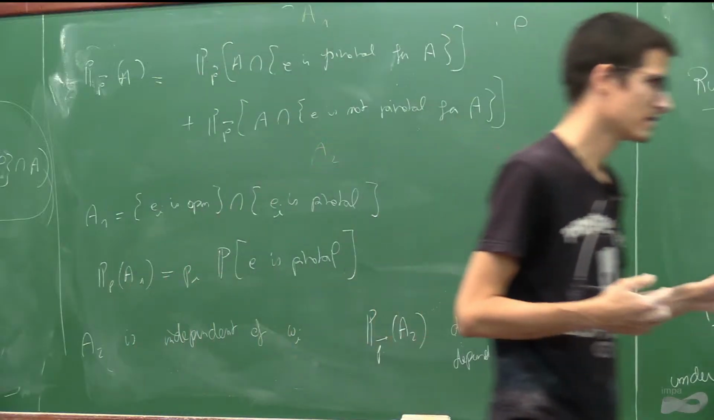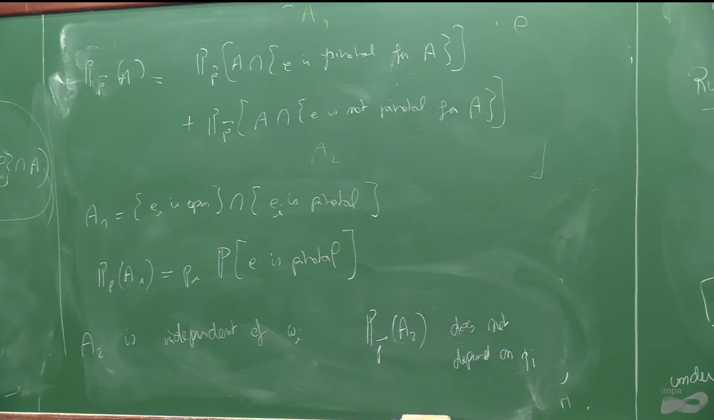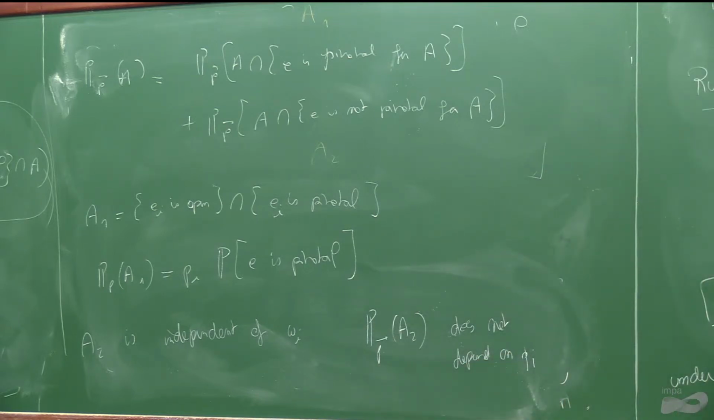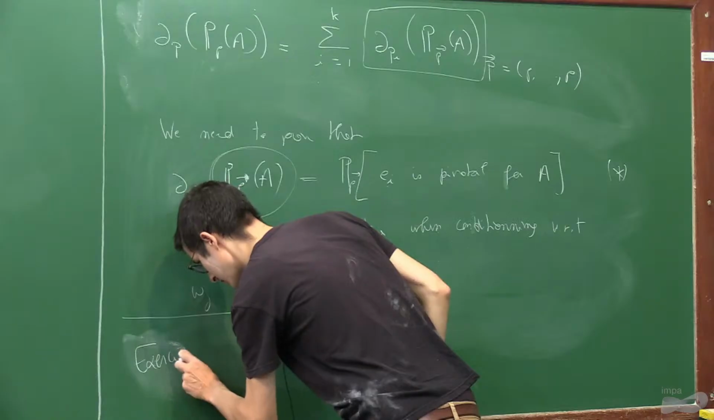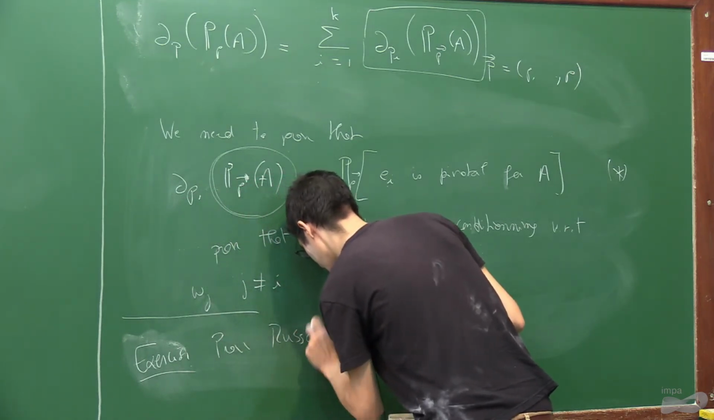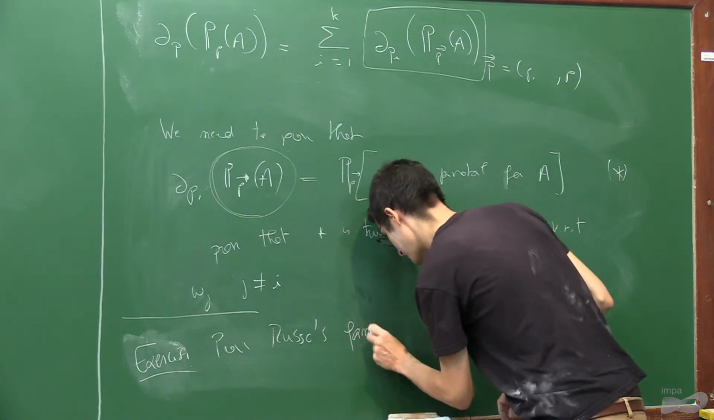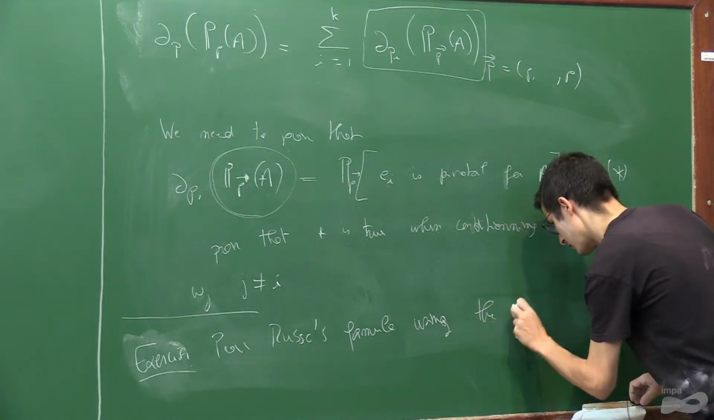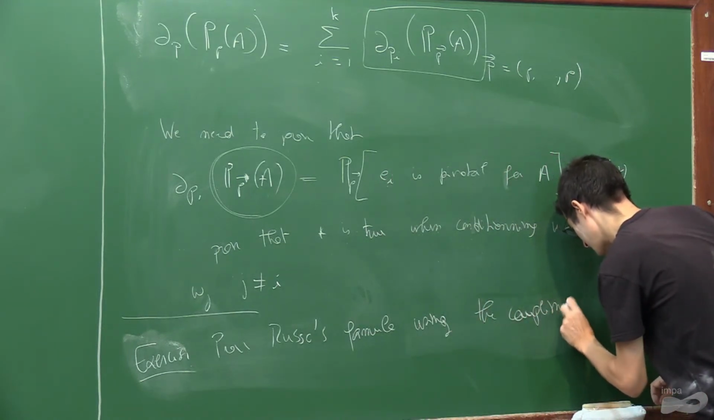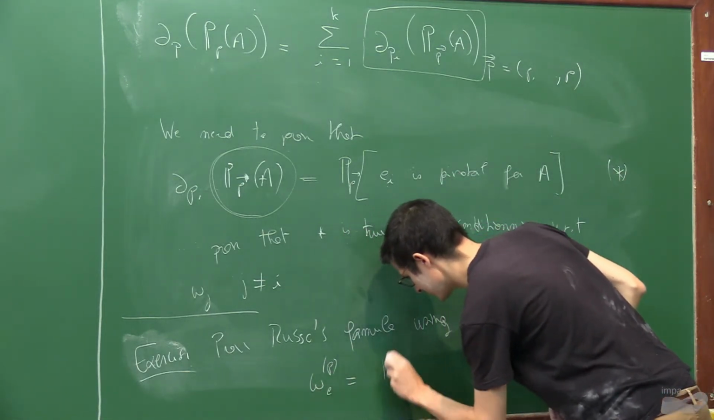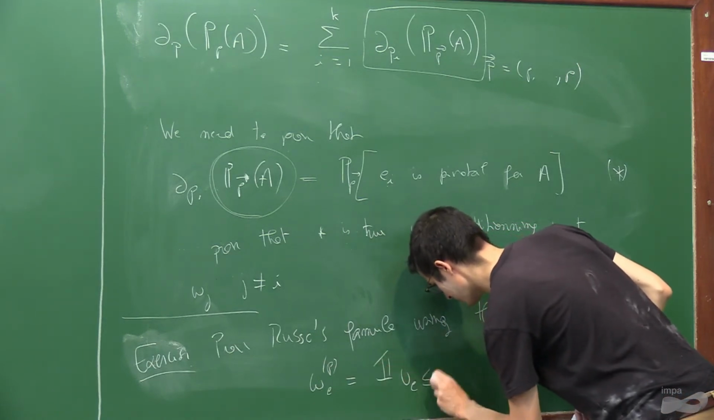So, yeah, if you want, as an exercise, prove Russo's formula using the coupling omega_e(p) equal to the indicator that U_e is smaller than p.